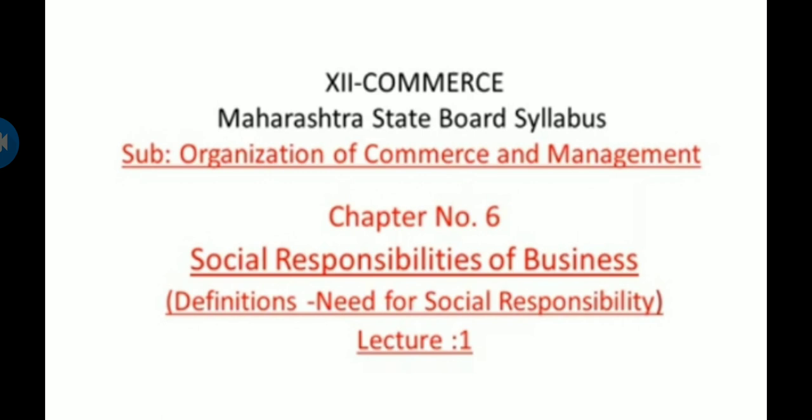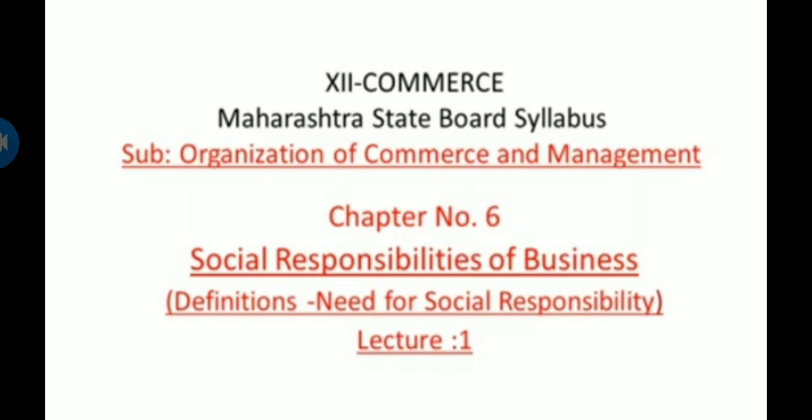Today we start the new chapter, chapter number 6, Social Responsibilities of Business. The main responsibility of the business, or the main aim of any business, is to maximize the profit, but this is not the only aim of any business. Along with this aim, any business has social responsibilities also, because a business operates within the society.